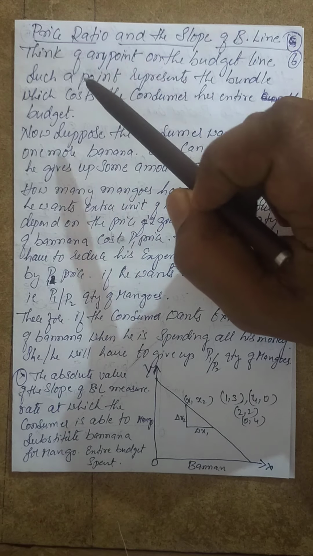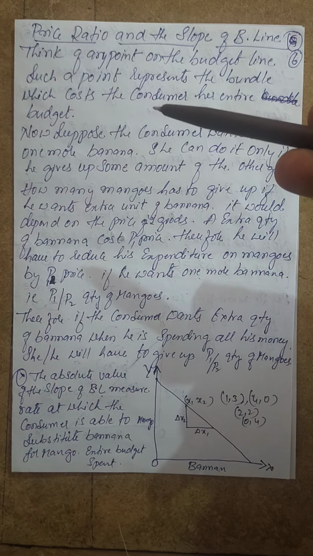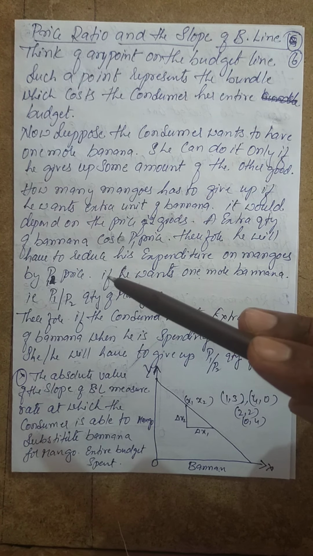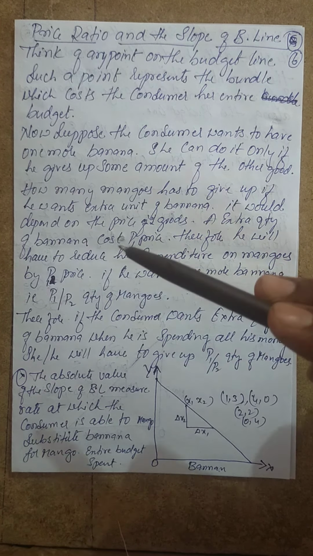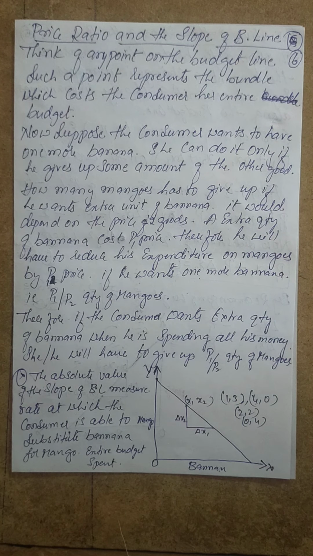So you have two particular concepts here: price ratio, which is p1 by p2, and slope of the budget line, which is also p1 by p2. That means the price ratio can also be seen as the slope of the budget line. Did you understand? The slope of the budget line lies on the price ratio, and the price ratio can be seen on the slope of the budget line. This is what it says.